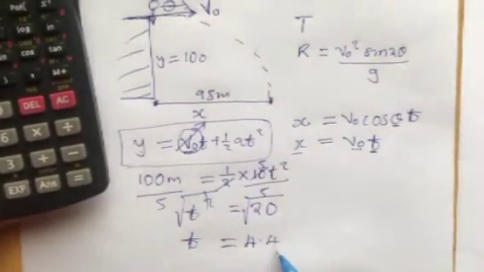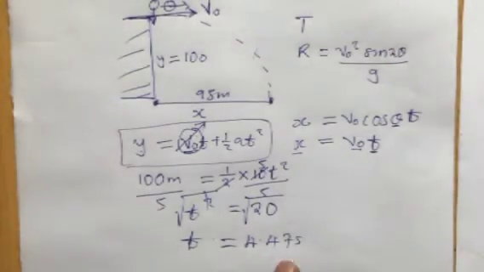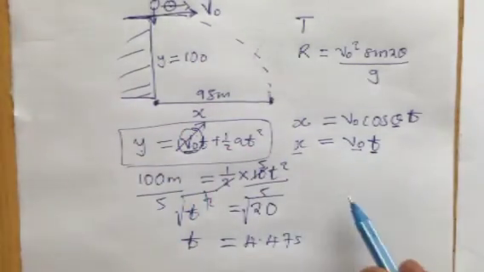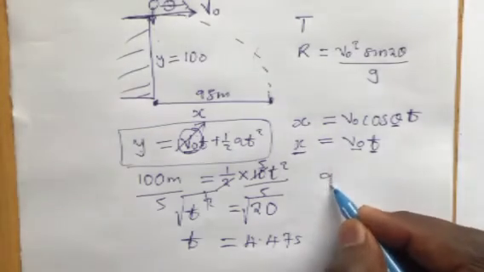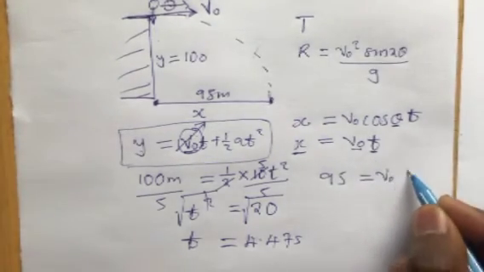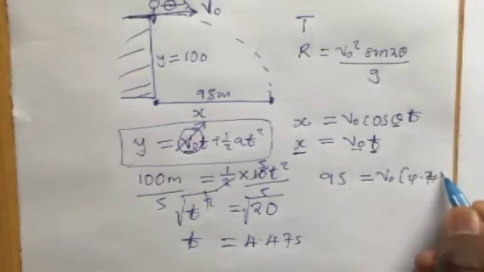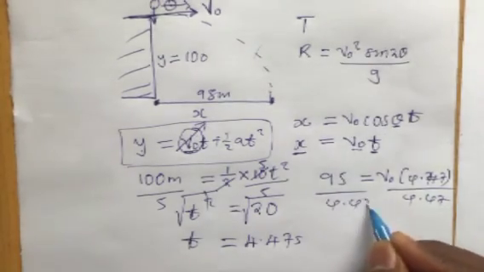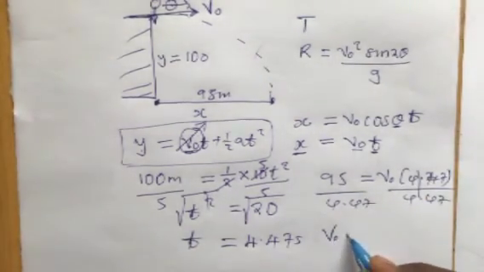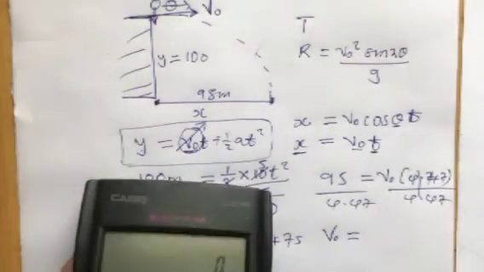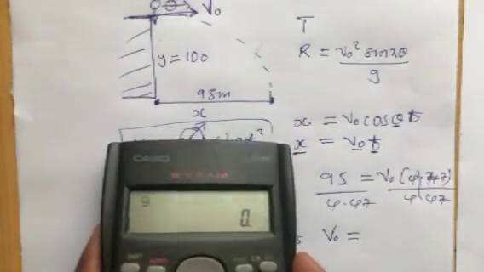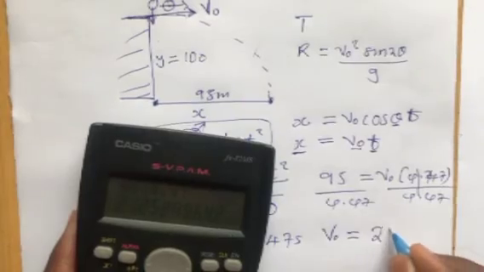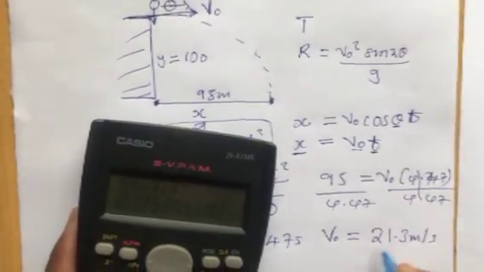So we're getting 4.47 seconds, meaning that this will be the same time it covers in x and y. So you can use the same time and find the initial velocity, whereby x has to be 95. So we have 95 equal to v initial times 4.47. We divide throughout by 4.47, meaning that the initial velocity has to be 95 divided by 4.47, and definitely it gives 21.3 meters per second. Then you are done.